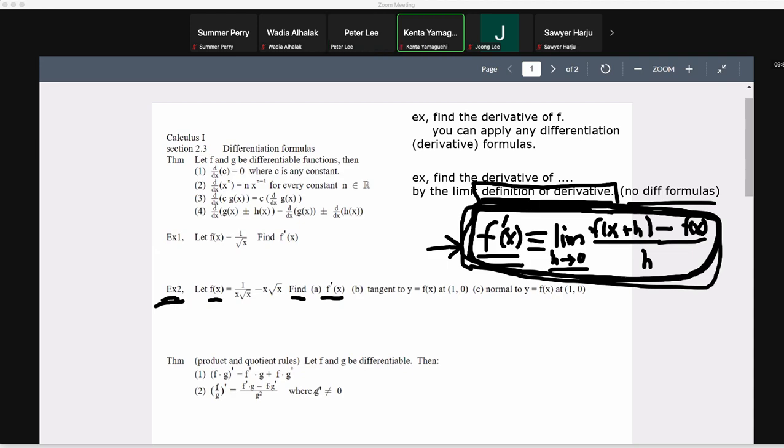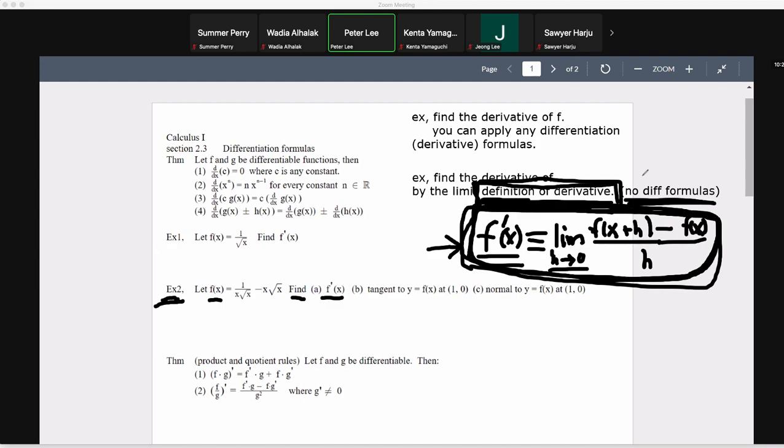No. Now, let me make it very clear. If I want you to find the derivative by definition, then you will see this: find the derivative by the definition of derivative. You will see this term, definition of derivative. That means you cannot use the formula. And if you use a formula there, then the whole thing will blow up. You're not following the instruction here. So you have to find it by the definition of derivative.